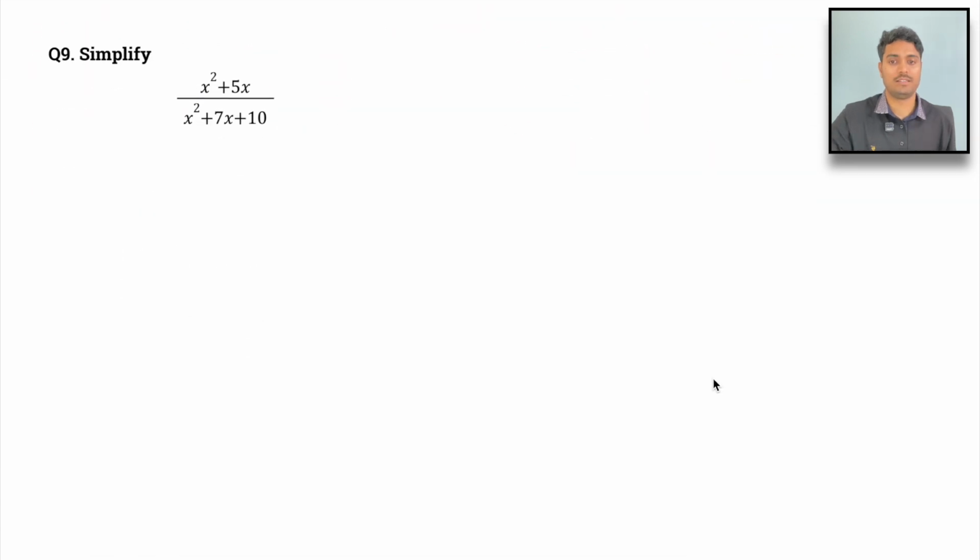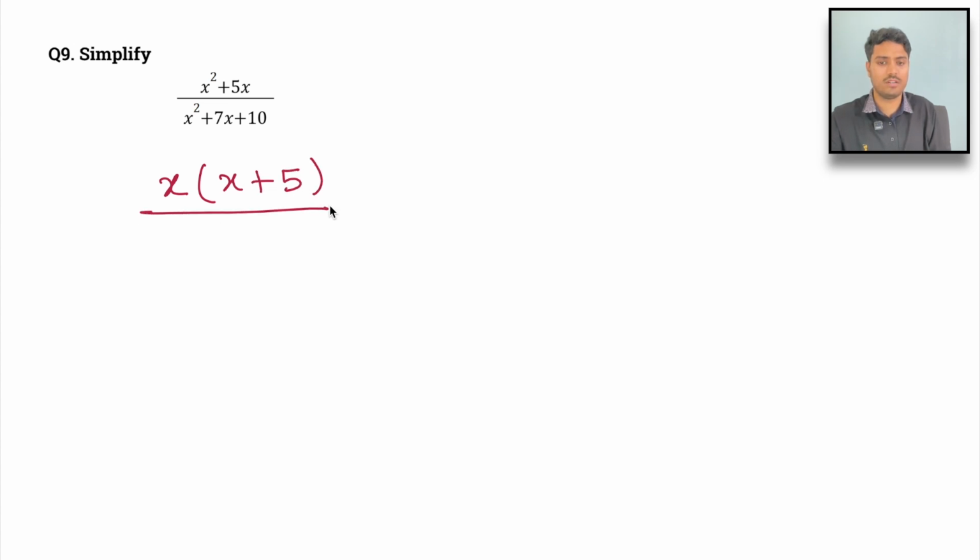Question number 9. It says simplify (x square plus 5x) upon (x square plus 7x plus 10). In the numerator I can clearly see I have x common, so I can write it as x times (x plus 5), and in the denominator I have a quadratic expression. So let's try to find the factors again with the same method, x square plus 7x plus 10.